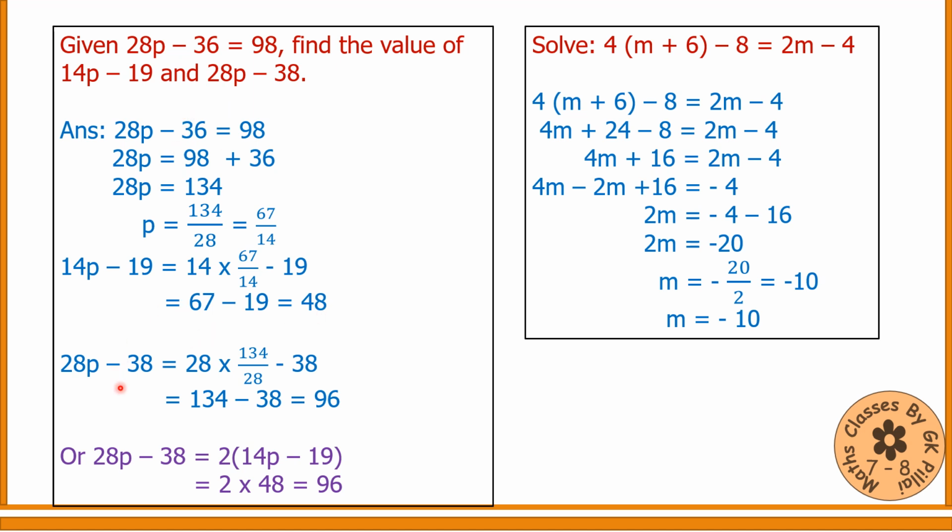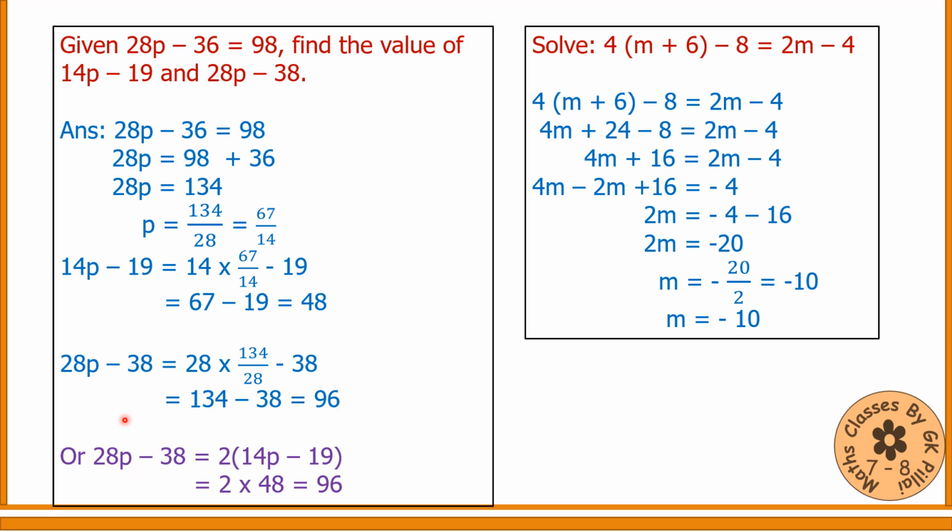28p minus 38 equal to 28 into, here instead of writing this, I am writing this so that the 28 get cancelled easily. So 28 into 134 upon 28 minus 38, the 28 and 28 get cancelled. You are left with 134 minus 38 equal to 96.